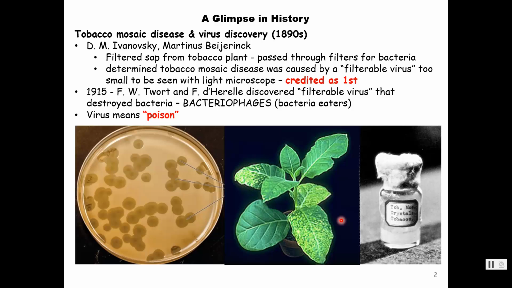At the time, they had filters that were capable of filtering out bacteria. So he took sap from these diseased tobacco plants, filtered it, and took the filtrate, which contained everything but viruses, because viruses are smaller than bacteria and weren't filtered out. Then he realized that you could infect another plant with it. So he called it a filterable pathogen.